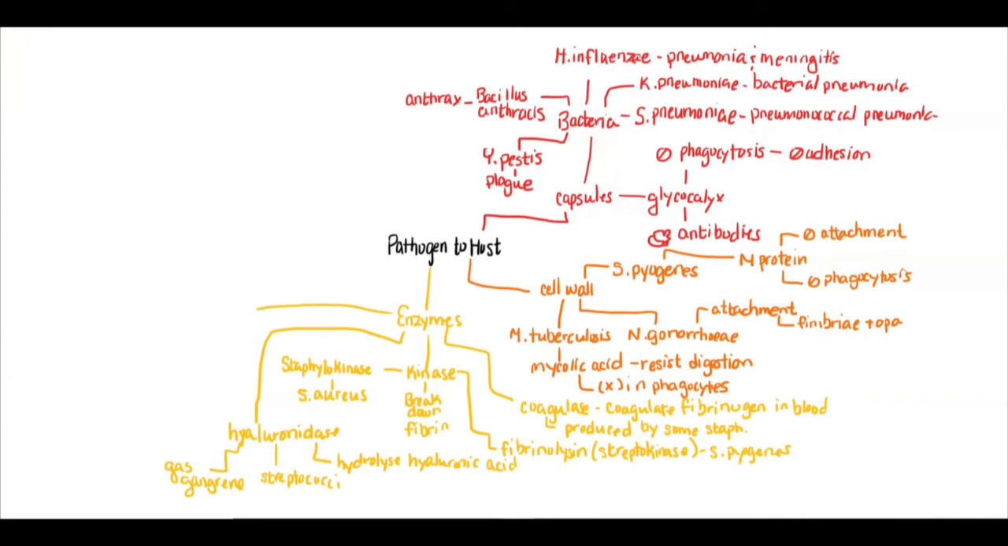Collagenase is an enzyme produced by several species of Clostridium. They break down collagen. As a defense of the host, IgA antibodies are produced.